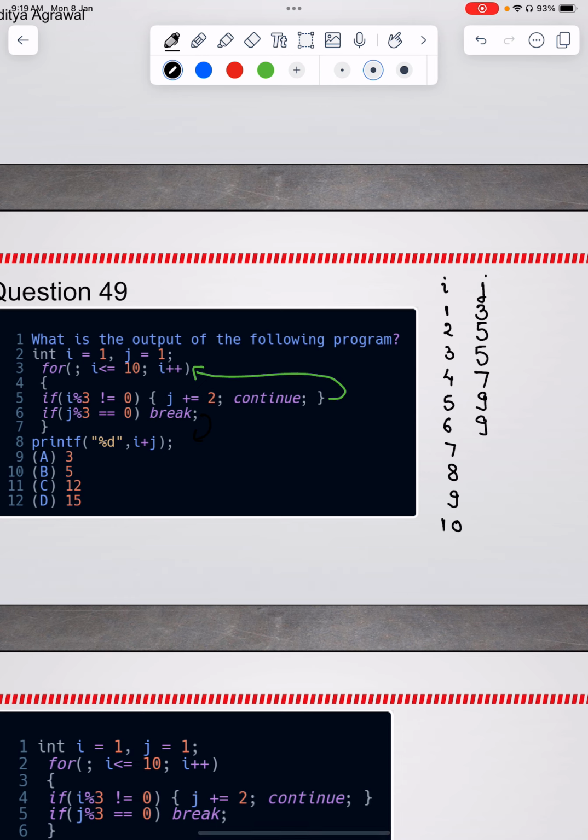So at this point, you are breaking from the loop, right? And then you are printing the value of i plus j. So you print the value 15, and option D is the right answer.